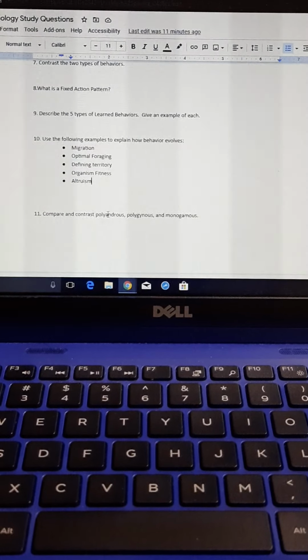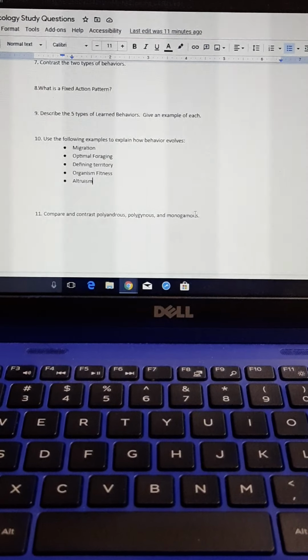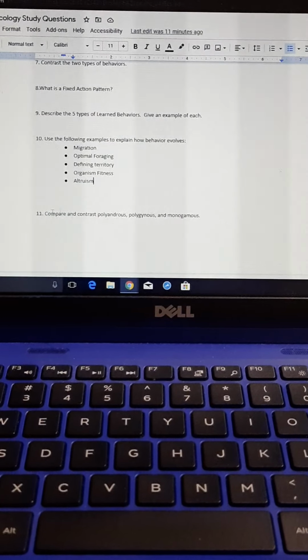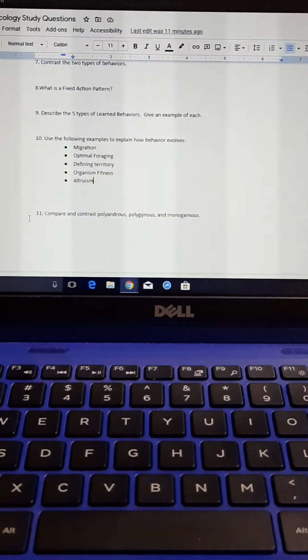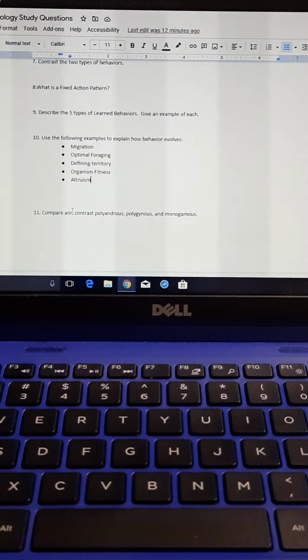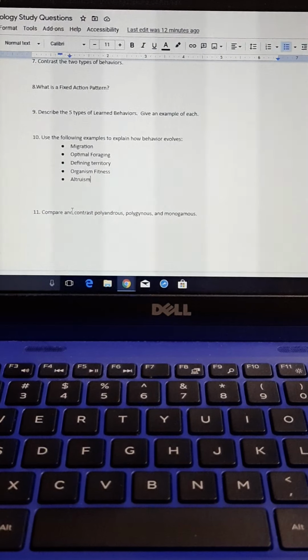And compare and contrast polyandrous, polygamous, sorry about that, and monogamous. Again, this is like the bonding relationship between couples in animals, or the different sexes, especially in polygamous and polyandrous. In monogamous, we have the male and the female stay with each other for life. They're a pair.